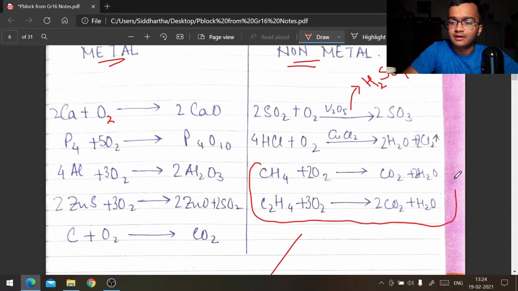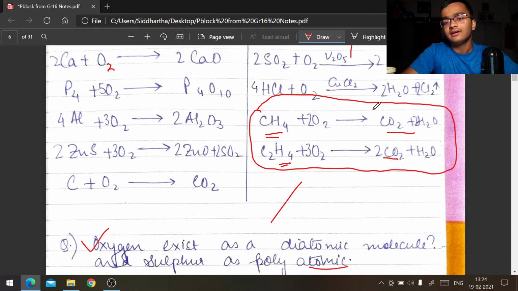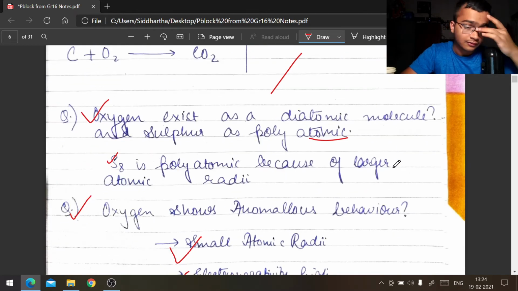I am just underlining this because for all hydrocarbons you get a similar sort of reaction. I have taken methane here and ethane here, but whenever you take, suppose, butane, propane, decane, like that, you obtain CO2 plus H2O, and you have to balance accordingly the number of carbon and hydrogen. Okay.